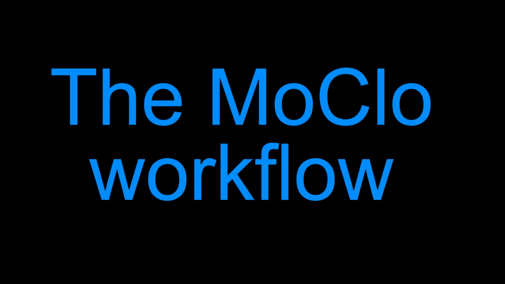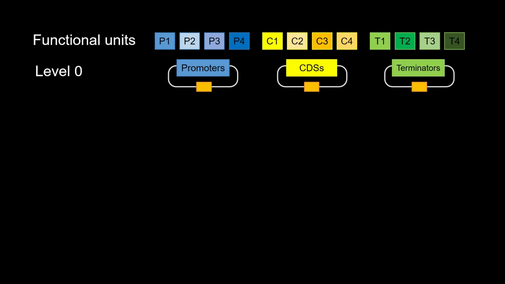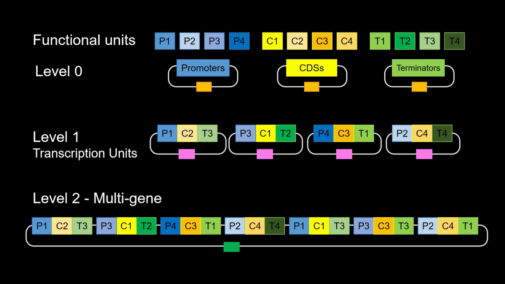The MoClo workflow begins with functional units housed in level 0 vector modules. These units are ligated into a destination level 1 vector to form a complete transcription unit. Up to 6 level 1 units can then be assembled into a level 2 to create multigenic pathways. To ensure only correctly assembled constructs are recovered, we rely on orthogonal selection by employing distinct antibiotic resistance markers at level 0, level 1, and level 2.